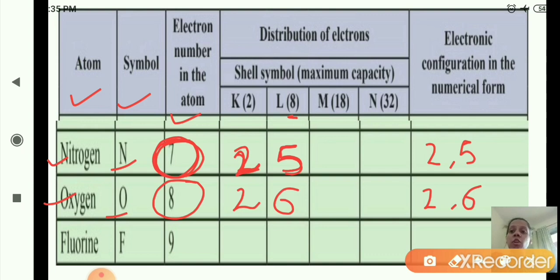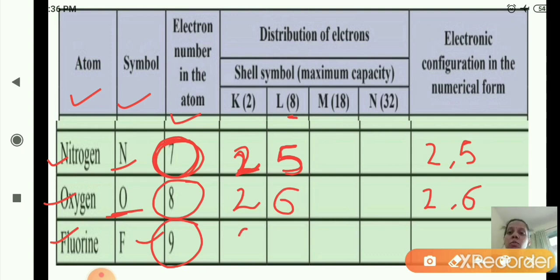Yes. So for oxygen, what is the electronic configuration? 2, 6. Means in K shell there are 2 electrons and in L shell there are 6 electrons. So total how many electrons are there in an oxygen atom? That is 8 electrons. Now we'll find out for the next, that is fluorine. Yes, what is the symbol for fluorine? That is F. And how many electrons? 9. So how will you arrange now?